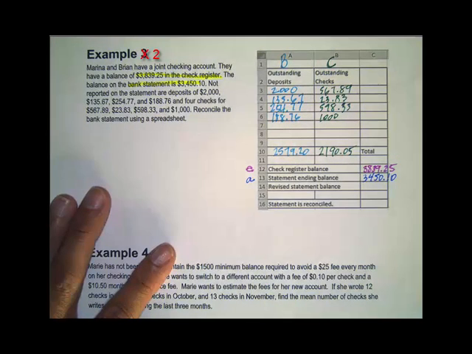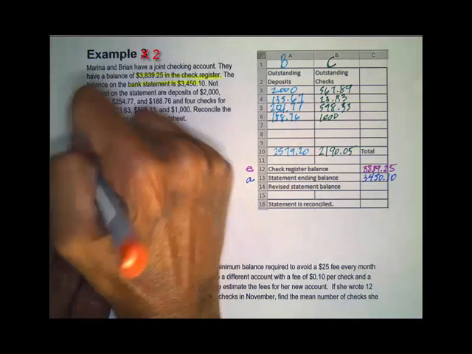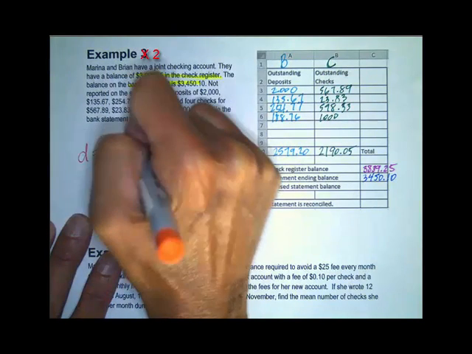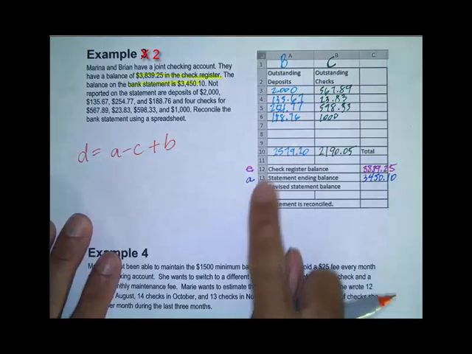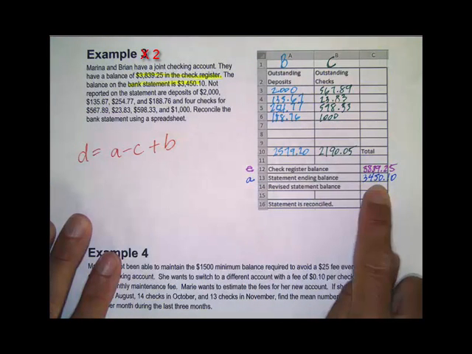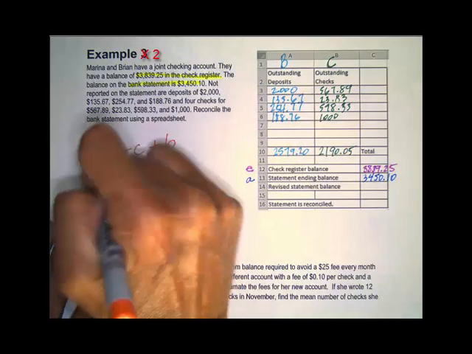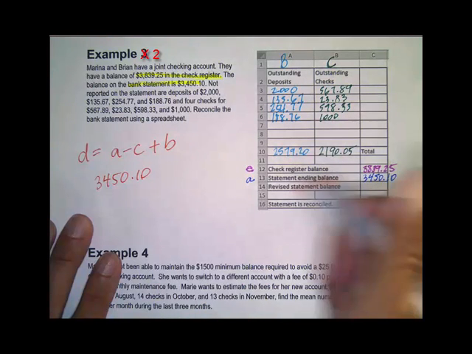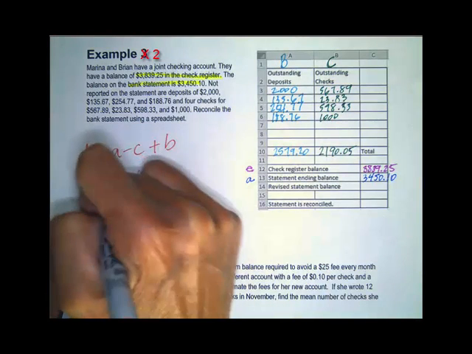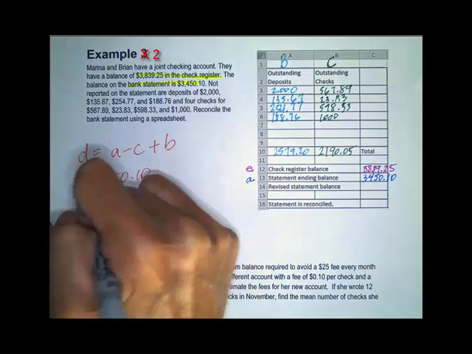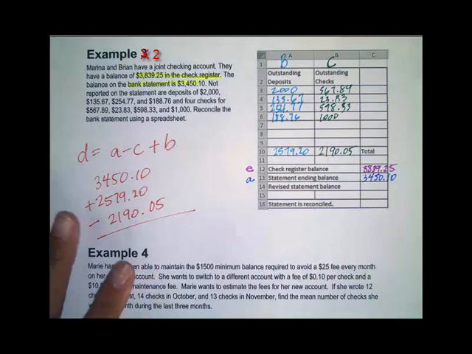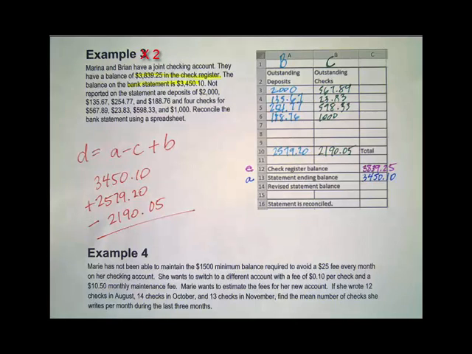So D is equal to A minus C plus B. So we take our statement ending balance, 34.50.10. We take away our checks and add our deposits. So we're going to add 25.79.20 and take away 21.90.05. That should give us the magic number of the check register balance.